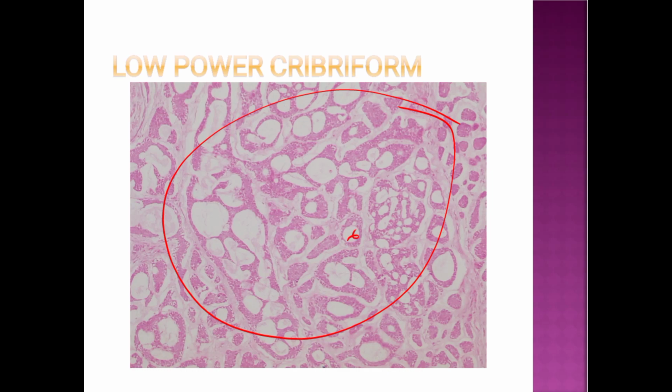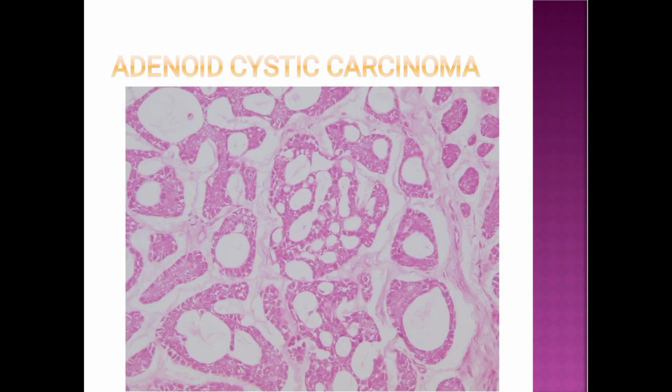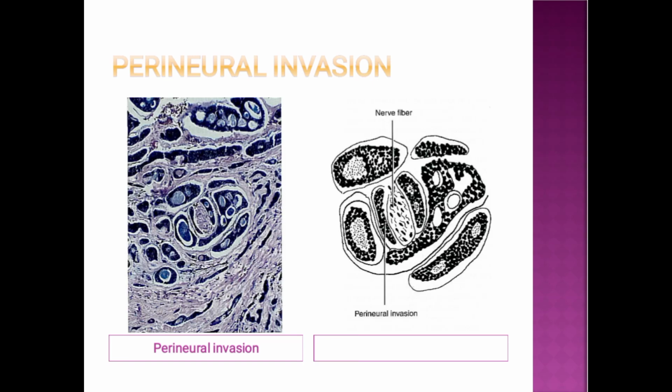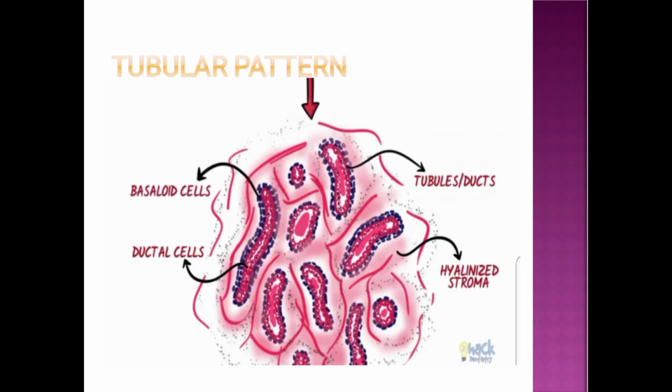Either they contain hyalinized material, or they are also surrounded by hyalinized material. Always remember, now you can see here more clearly, these are the cystic spaces. They have hyalinized material, also surrounded by hyaline, and this is darkly stained basaloid cells. Again, high power. Perinuclear region is very early stage it occurs.